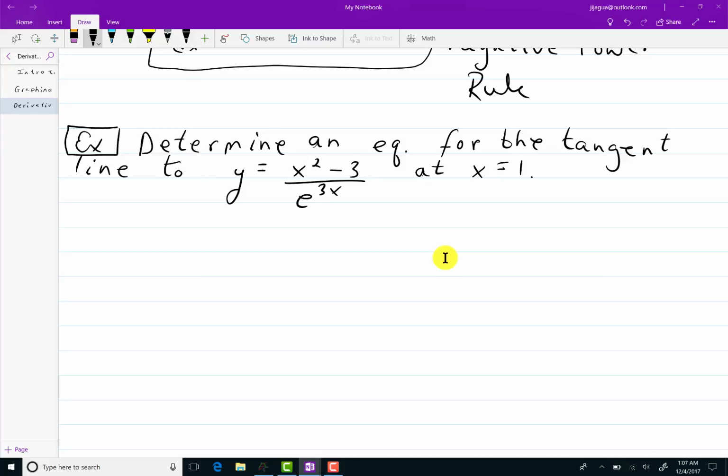So remember, to get the equation of a tangent line, that's a line, we need a slope and a point. So let me get the point first. The x value is given, so it's 1 comma something. So y equals 1 squared minus 3 all over e to the 3 times 1. This looks to me like it's negative 2 over e cubed. So negative 2 over e cubed is the point.